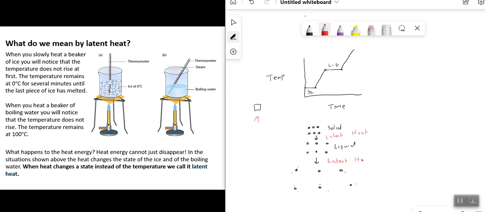And that's what's essentially happening during these periods here. That's what's known as latent heat. So when heat changes a state instead of the temperature, we call it latent heat. The energy is being transferred into moving the particles further away from each other and changing their state.